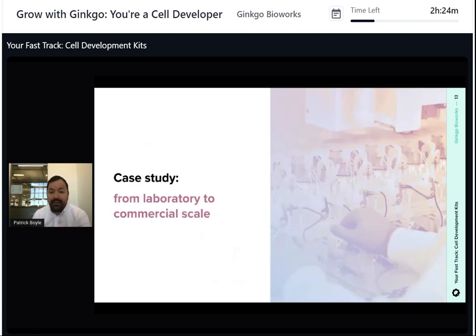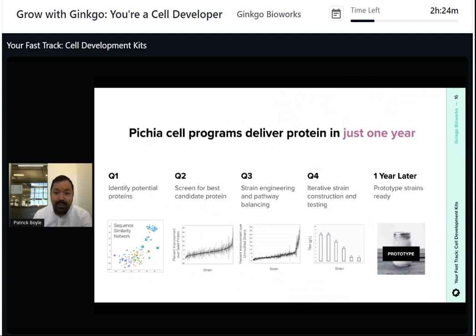Similarly, we have a lot of experience in taking Pichia strains from the lab to commercial scale. So this is an example of work that we did with Motif, and again, this is kind of the prototype for the CDK that we're sharing with you today. Ultimately, we had about a year to work with them to develop a prototype strain for producing a particular protein. In this case, we looked at more than 300 unique proteins for this particular project, screened hundreds of strains, then went into a round of strain engineering and pathway optimization to release a prototype strain that they were able to produce test amounts of product for in less than a year.